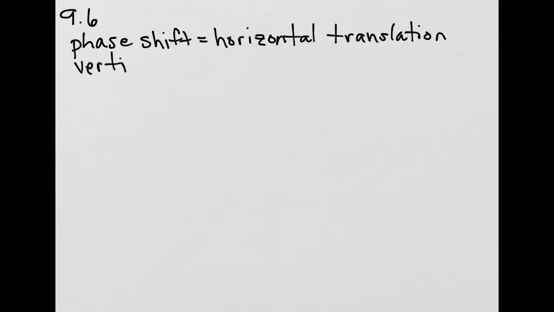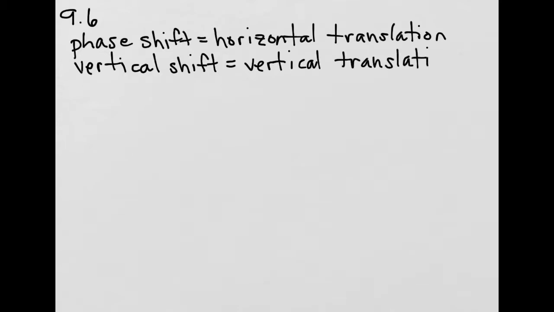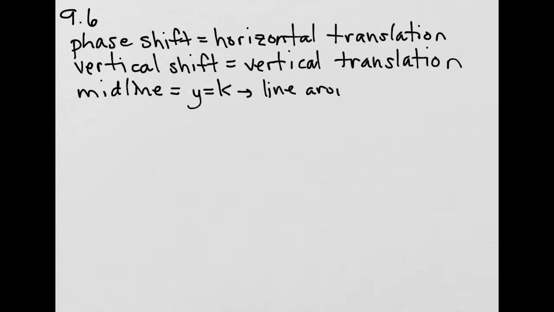have a vertical shift, and this is a vertical translation when we move the graph up or down. And then the midline of a graph is the line y equals k, which we're going to find out what k is in a minute. This is the line around which the graph oscillates.